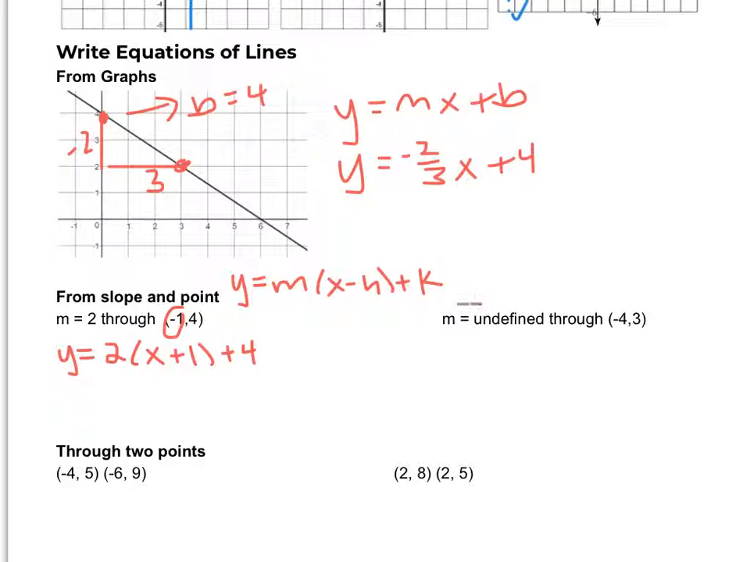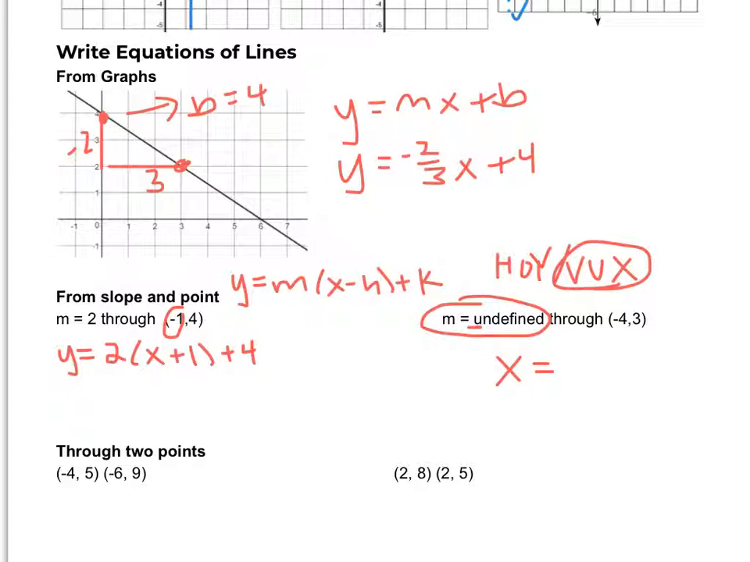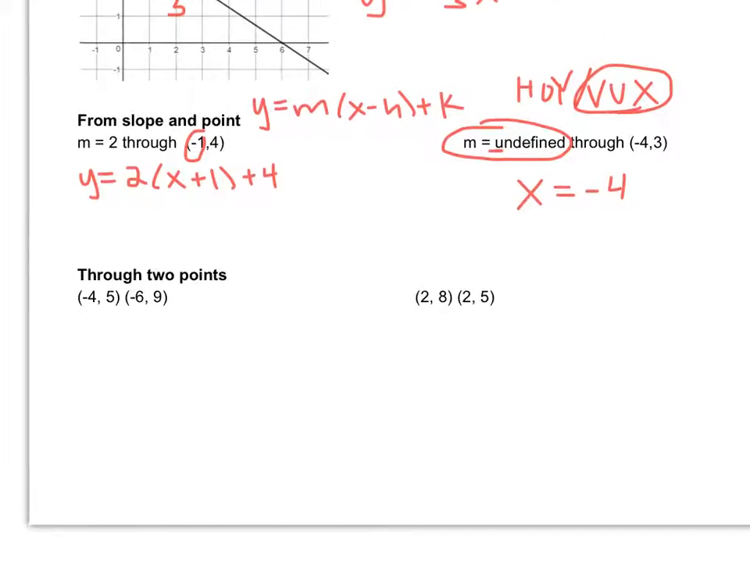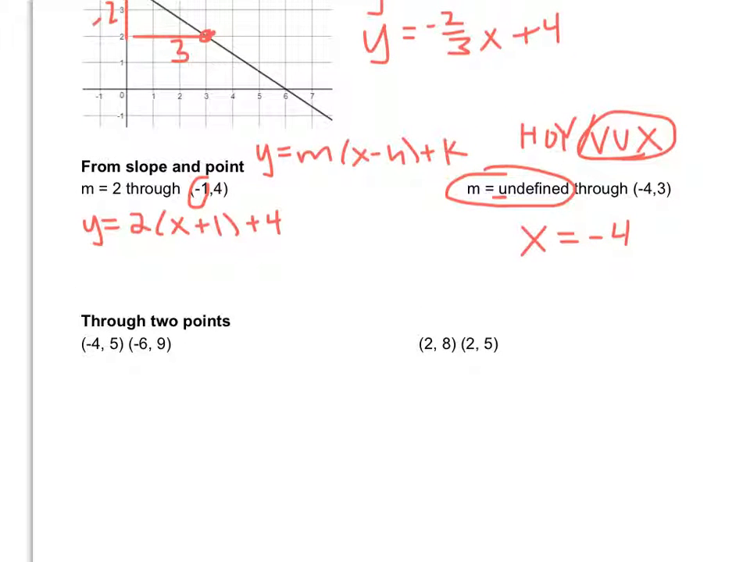This next one, though, has a special slope, undefined. So undefined is one of my special slopes, so I'm thinking it's either HOI or VUX. Since it's undefined, that means we're dealing with a VUX equation. So it's going to be x equals the x value they give me, which is negative 4. When you see 0 or undefined as your slope, you don't have to do any calculations. It's going to be either HOI or VUX, using the numbers that they gave you.